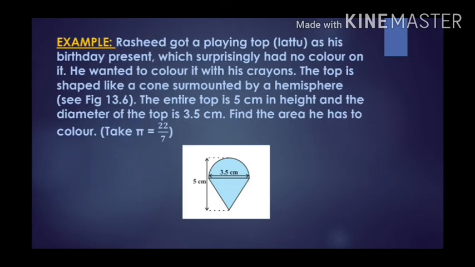Okay, so the question is, Rashid got a playing top or lattu as his birthday present, which surprisingly had no color on it. He wanted to color it with his crayons. The top is like a cone surmounted by a hemisphere. The entire top is 5 cm in height and the diameter of the top is 3.5 cm. Find the area he has to color. Take pi is equal to 22 by 7.